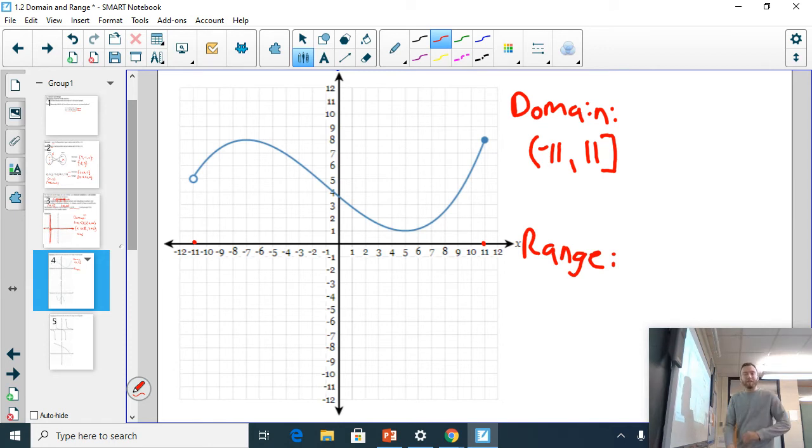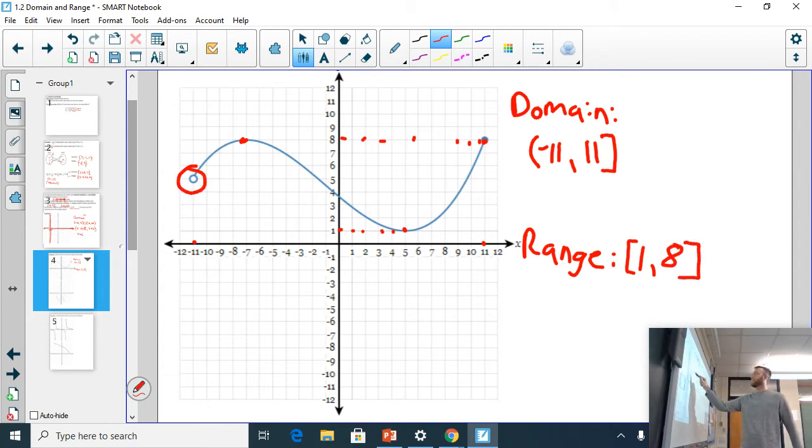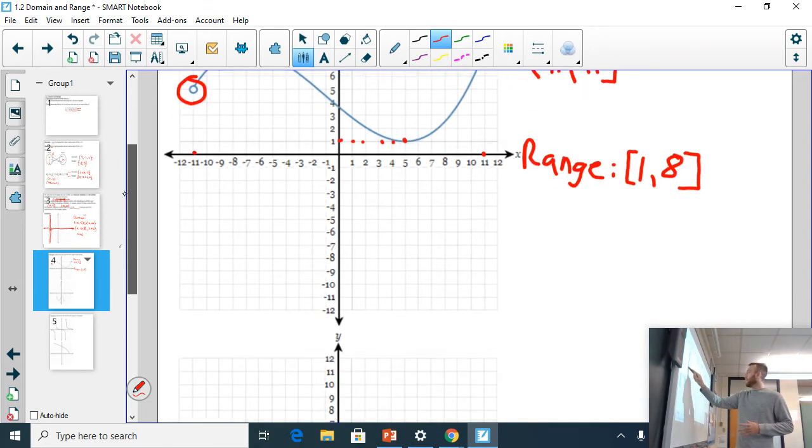And then our range, we're looking for the y's. So we're looking up and down. What is the lowest point? The lowest point looks like right here. And that is at 1. And 1 is included, right? And then our highest point looks like it might be here at 8, right? And there's one here too at 8, and that's okay. And that is also included, right? We don't have like one of these open dots or anything over at 8. So that's all this graph is.